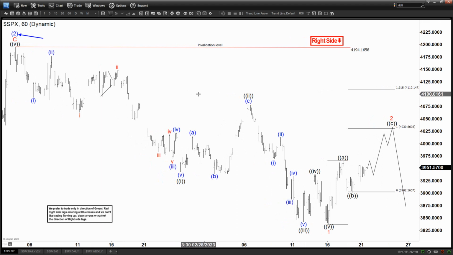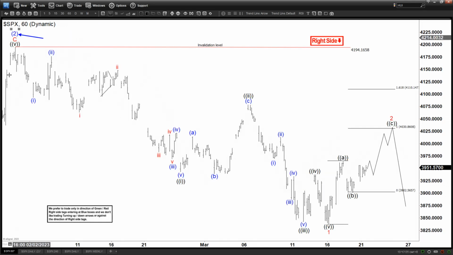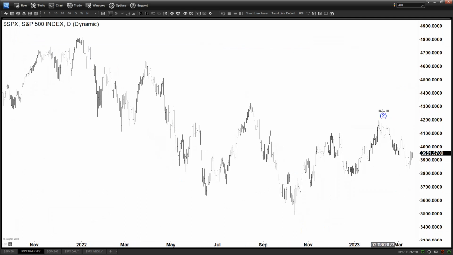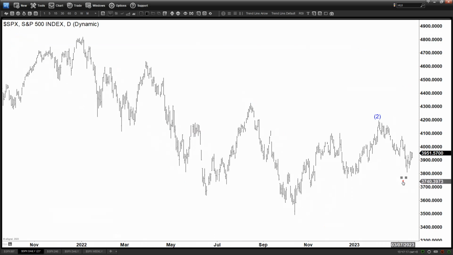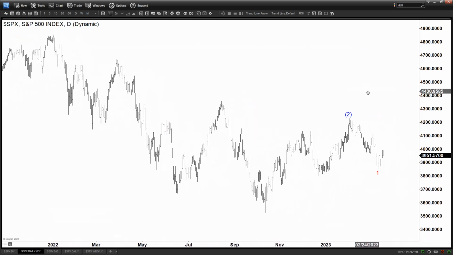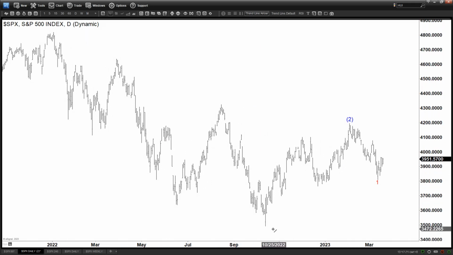Zooming out a little bit to get a broader context, here is the daily time frame. I will copy wave 2 in the blue right here, and then I will copy in the wave 1 over here. So this is the daily time frame. You can see from the daily time frame so far, what we see here is the rally from the lows in October last year.